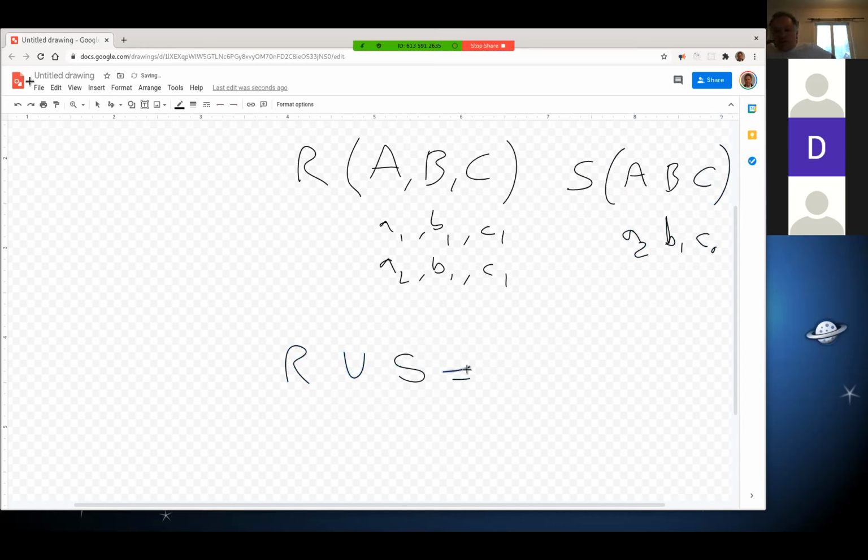This is really straightforward, right? It's going to be three tuples: A1, B1, C1; A2, B1, C2; and A2, B1, C0. It's just all these unioned together. Now let's say S also has A1, B1, C1. When we union these two together under set semantics, we have a repeated tuple, A1, B1, C1, so we're only going to get three tuples in the result, right? Good, that should make sense, I hope.